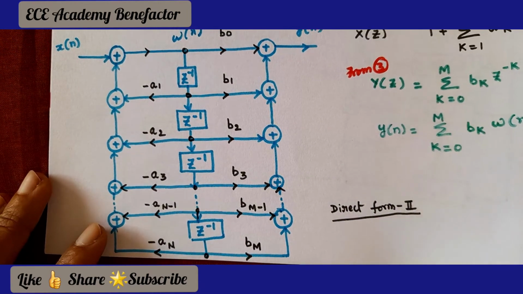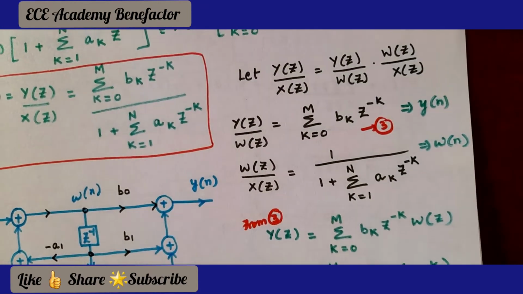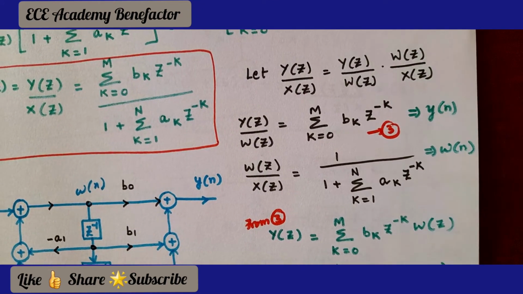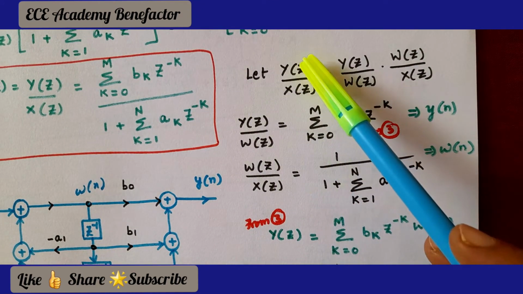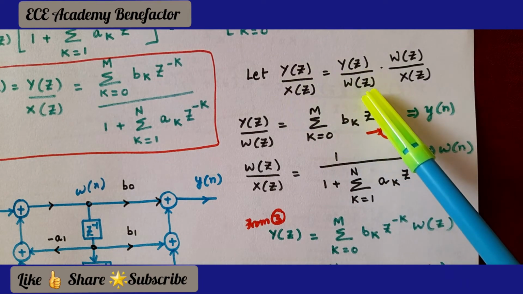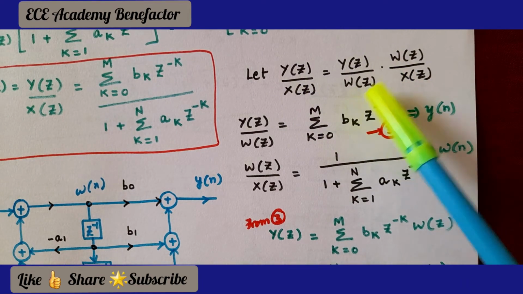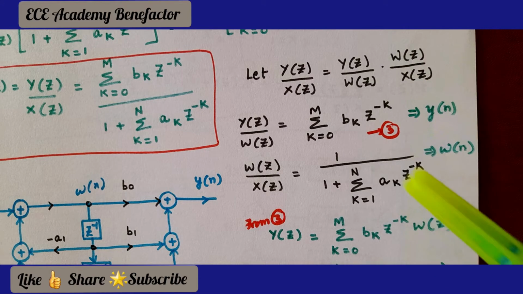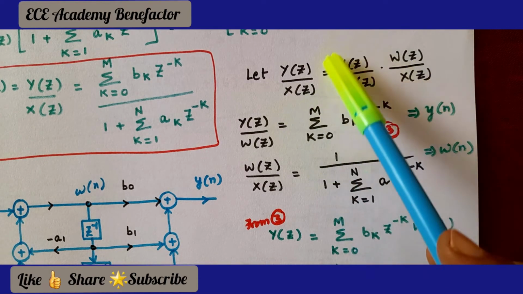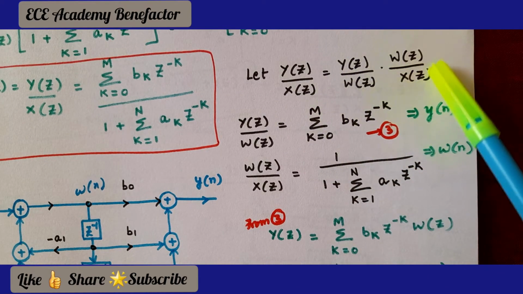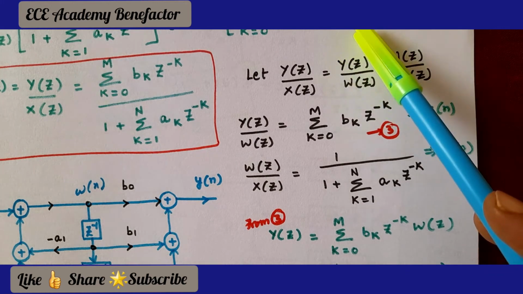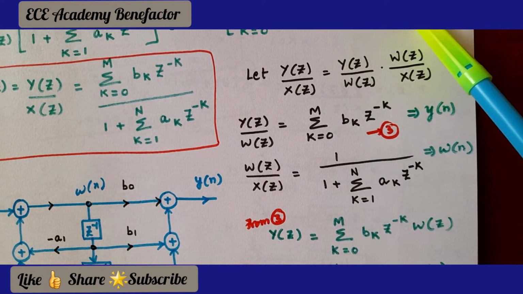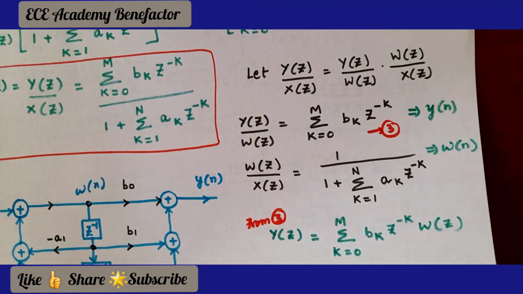So a very important note for direct form 2 is that we have to write Y(z)/X(z) in this form, Y(z)/W(z) times W(z)/X(z), and then write this part as the numerator and this one as the denominator, find y(n) from this part and w(n), and then draw the structure.